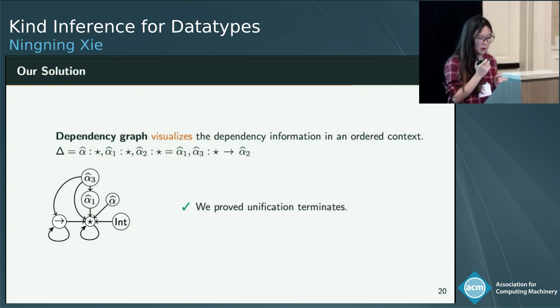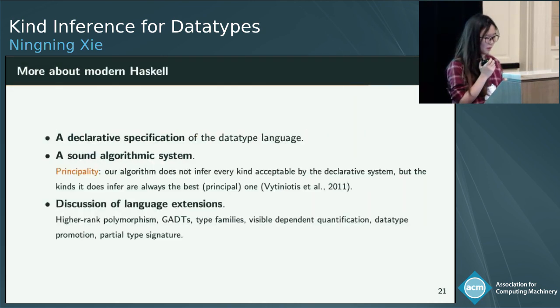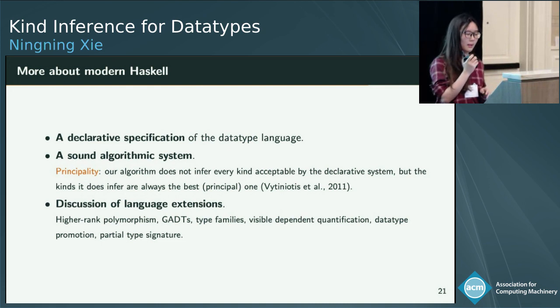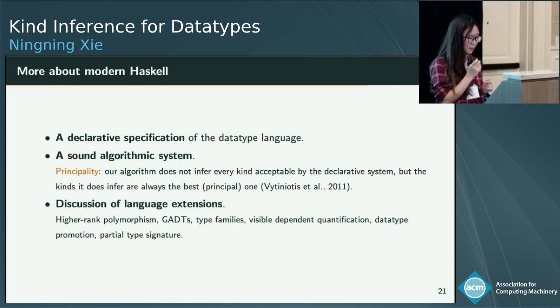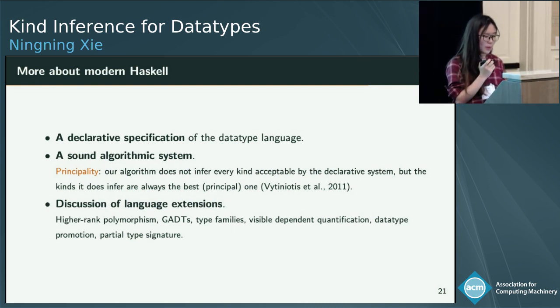Using dependency graph, we proved that our unification actually terminates. Our paper includes more stuff about modern Haskell, including a declarative specification and a sound algorithmic system. We proved that our algorithmic system has principality. That is, while our algorithm does not infer every kind accepted by the declarative system, the kinds it does infer are always the best ones.